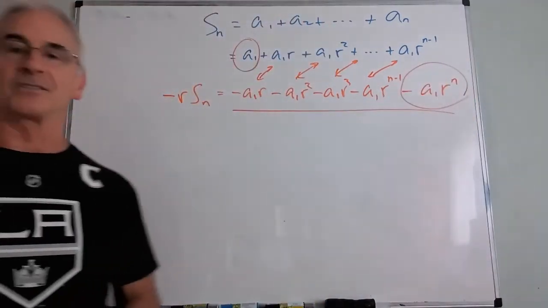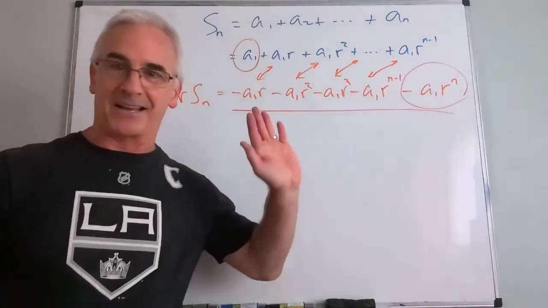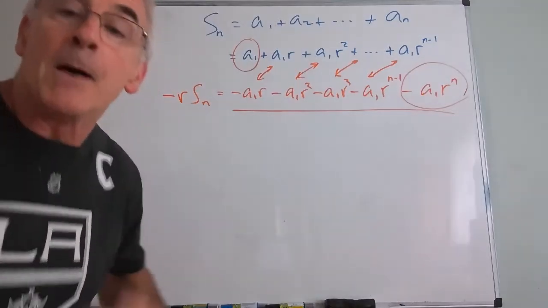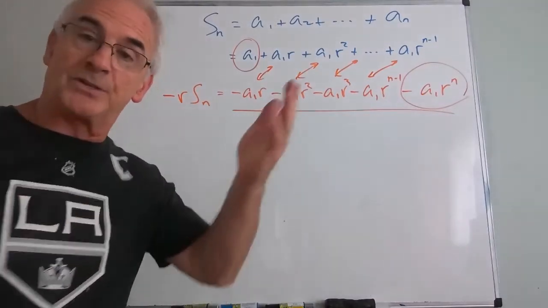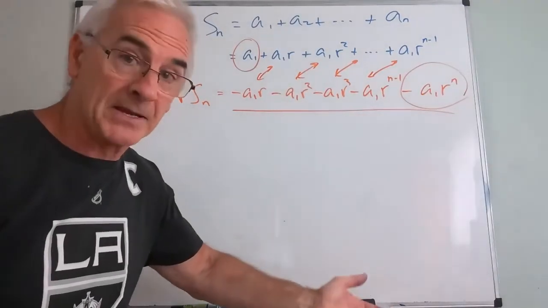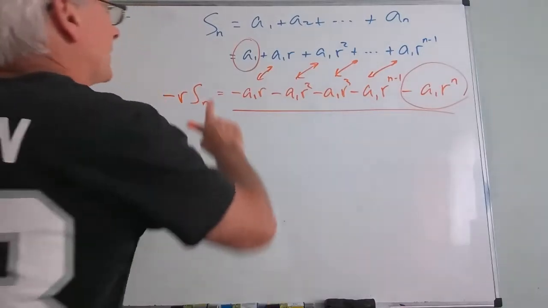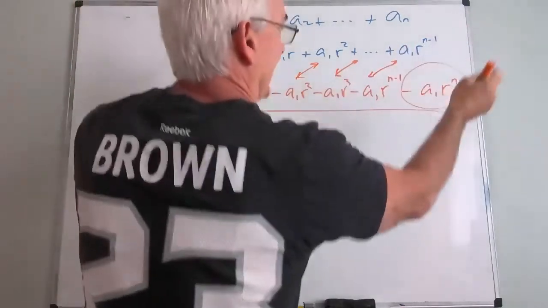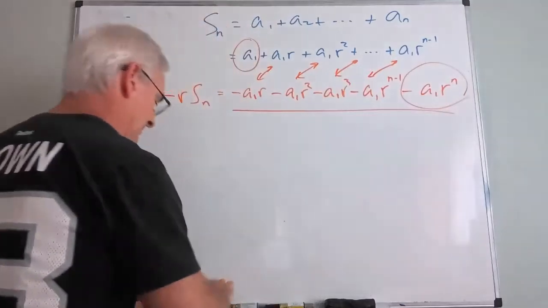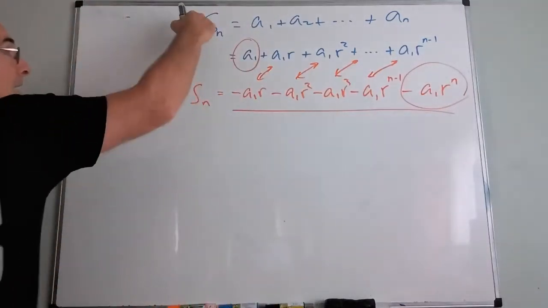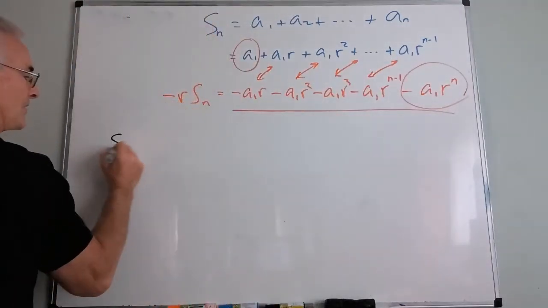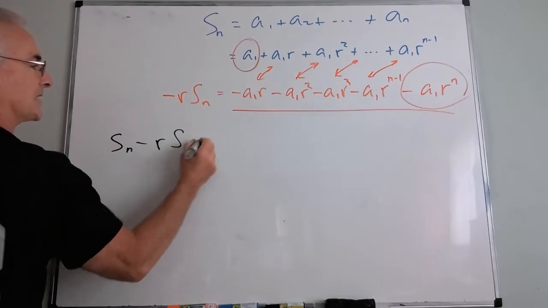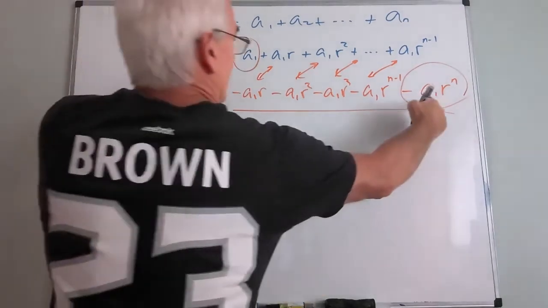Now, again, whoever figured this out, this was genius. I take no credit for this. This is brilliant, but it's the same sort of logic that we just did with the arithmetic series. If I multiply every one of these guys by negative R, I create a new series where every term cancels except those guys. So let's add these together. I have Sn plus this. So right now I have Sn minus R times Sn. And what am I getting?